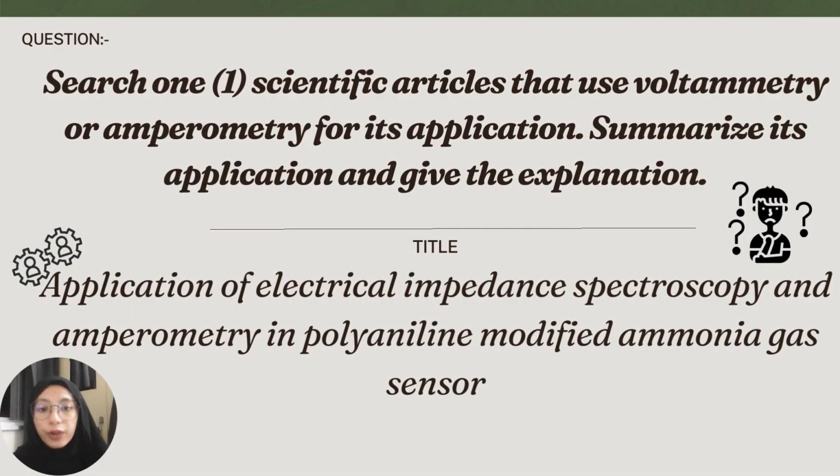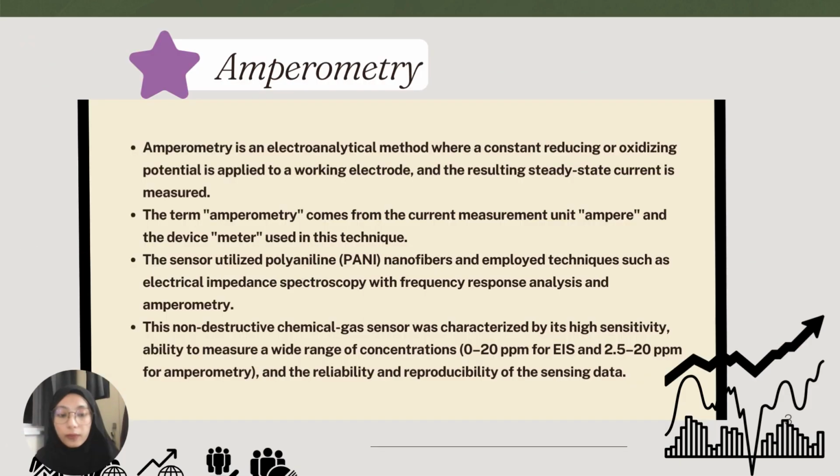The topic given for the assignment is to search for one scientific article that uses voltammetry or amperometry for its application, then summarize its application and give an explanation. I found an article on the application of electrical impedance spectroscopy and amperometry in a polyaniline-modified ammonia gas sensor. So what is amperometry?